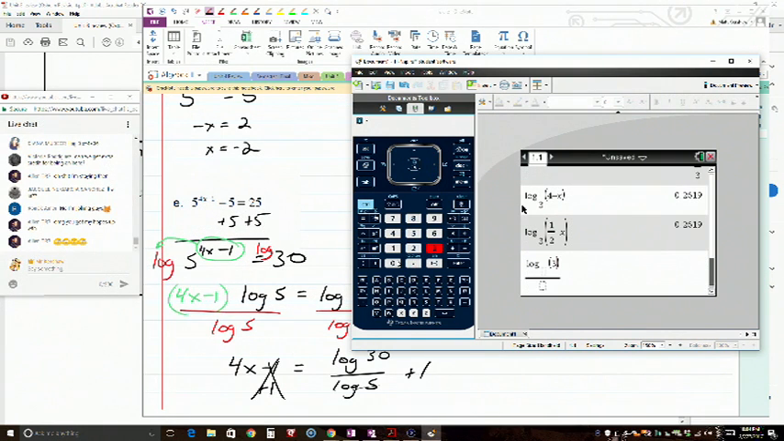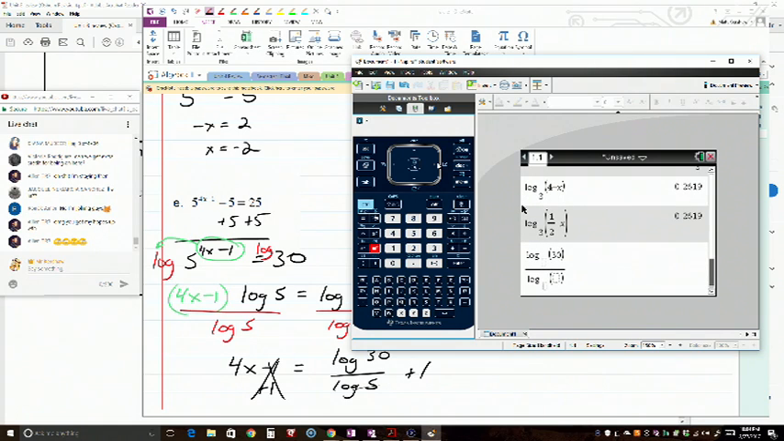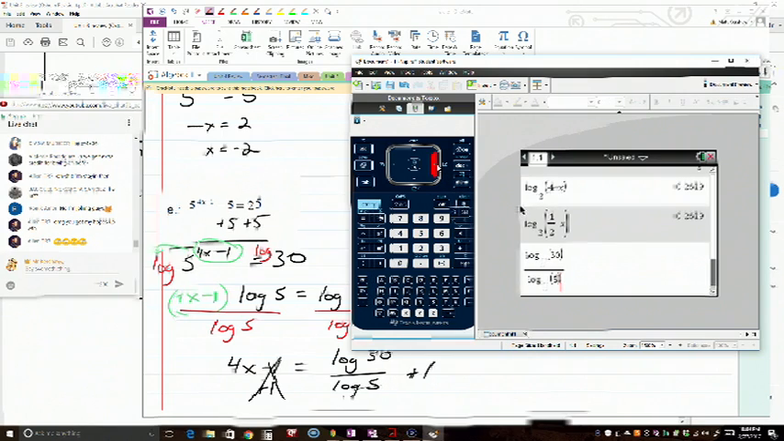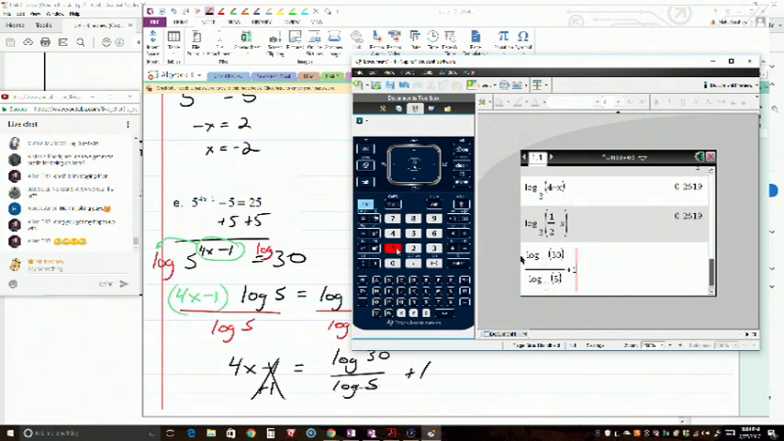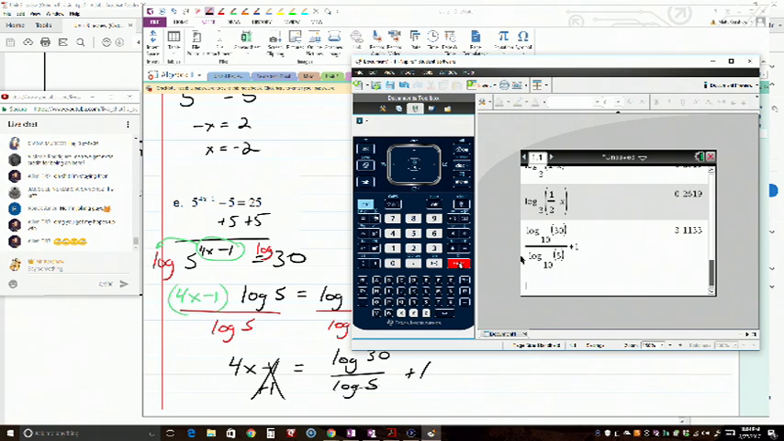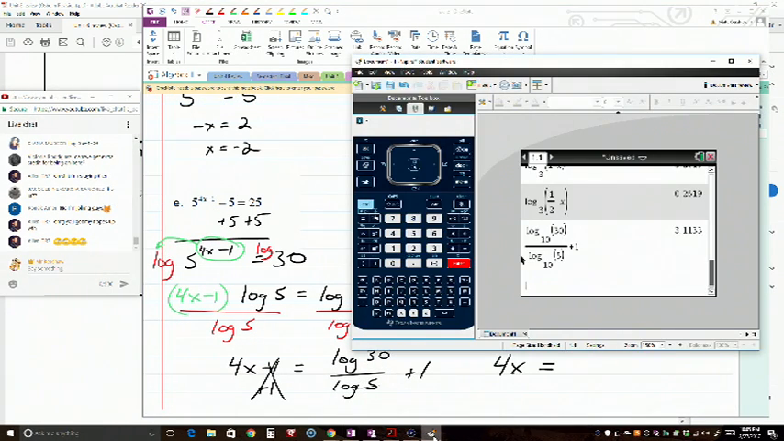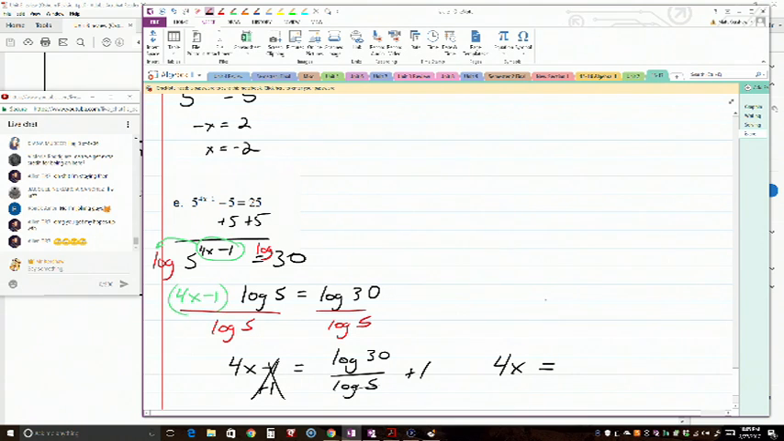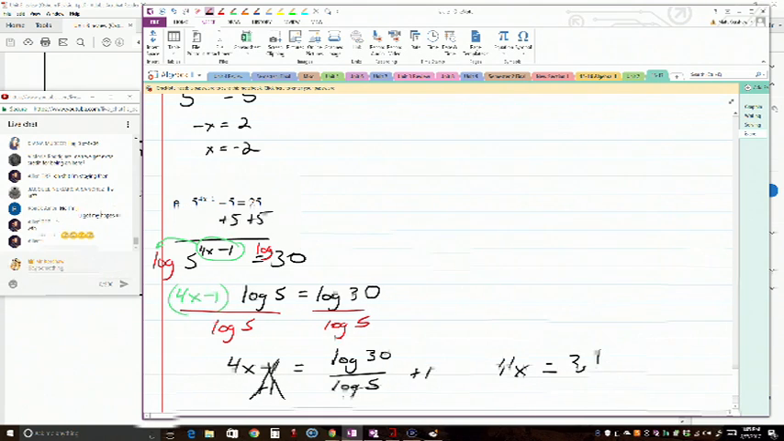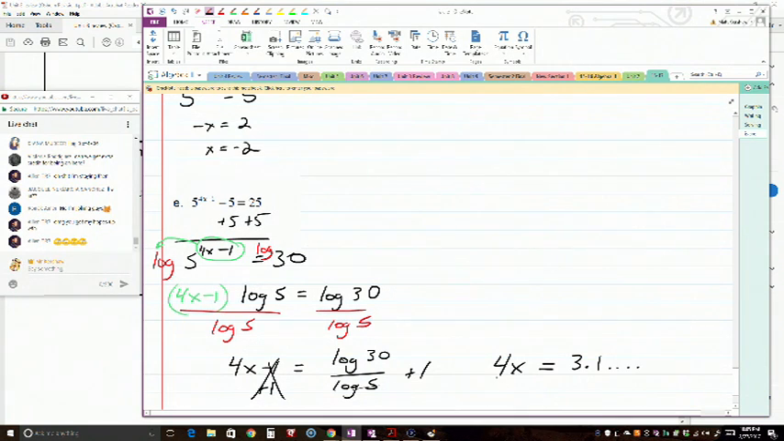So log of 30 divided by log of 5. Or you can just go ahead and add the 1. Hit enter. This is really like saying 4x equals that 3.1 number. Don't round it yet, and so we leave that in our calculator.